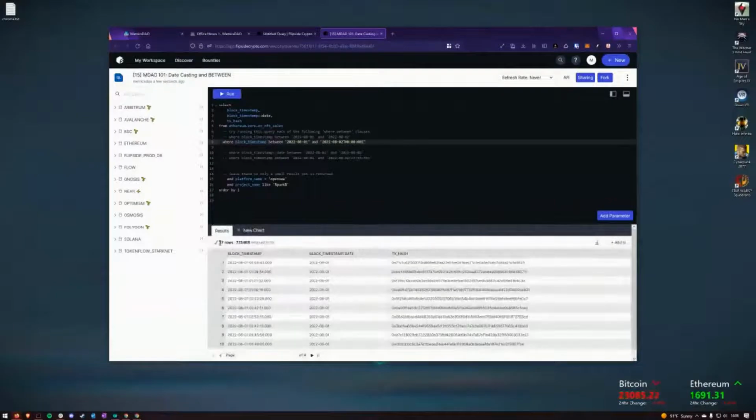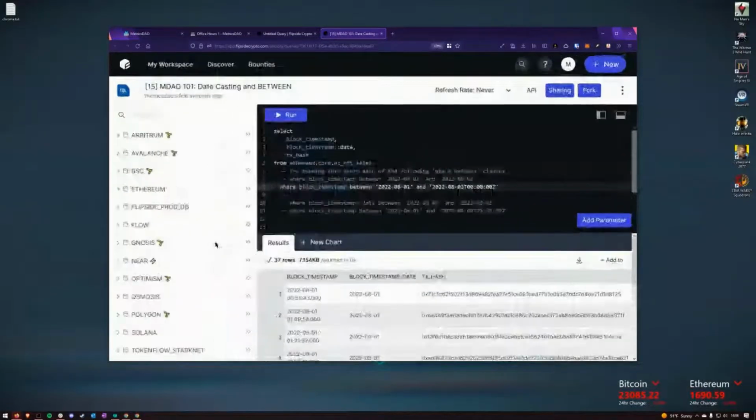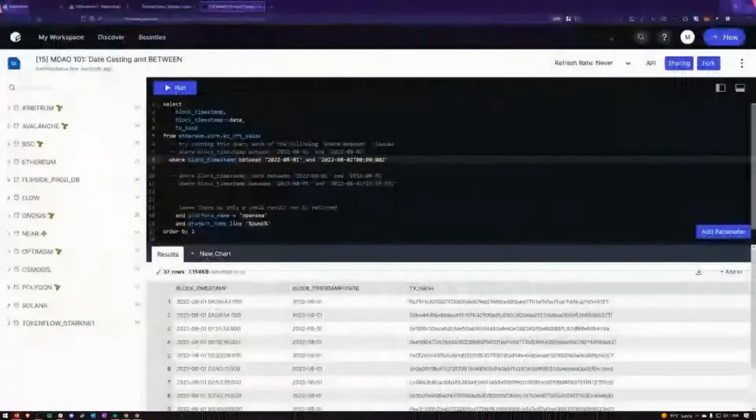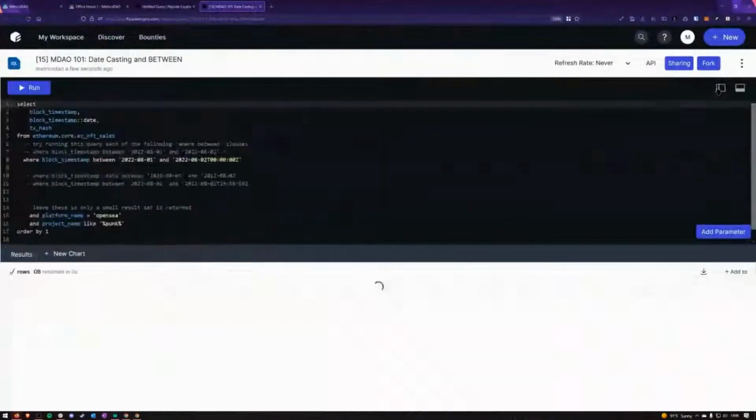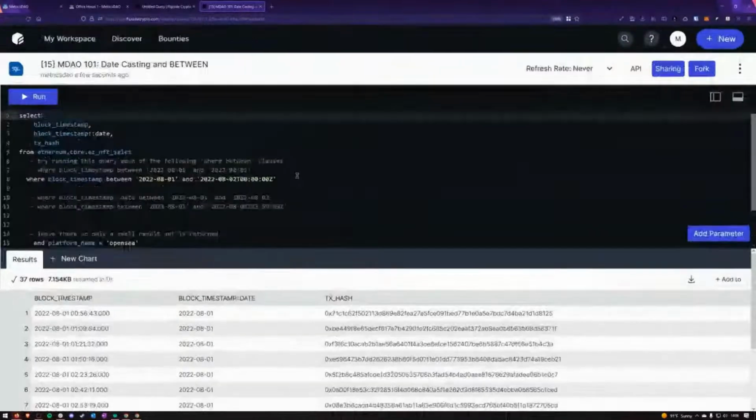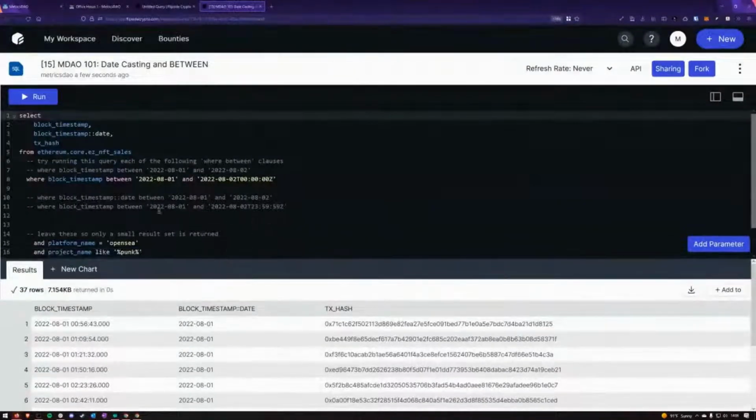Hey, Jack, sorry to interrupt, but could you zoom in on your window a little bit? Yes. Let's go full screen on the browser itself. Yeah, there you go. And let's hide the sidebar. Better? Yep, all good. Okay.